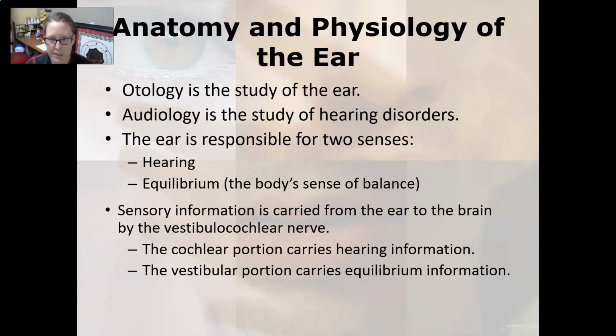Otology is the study of the ear, and audiology is the study of hearing disorders. So audiology is hearing, right? The ear is responsible for two senses, hearing and equilibrium, which is the body sense of balance. The sensory information is carried from the ear to the brain by the vestibulocochlear nerve. The cochlear portion carries hearing information, and the vestibular portion carries equilibrium information.